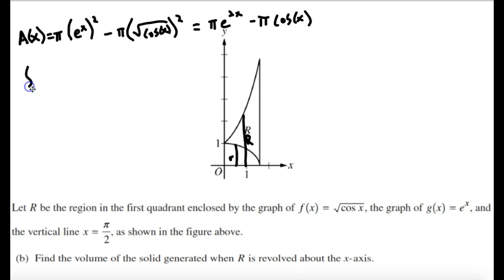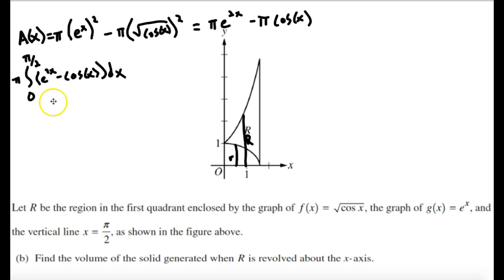So this will be the integral. I can pull my pi out. Integral from 0 to pi over 2 of e to the 2x minus cosine of x dx. Now, this was actually a non-calculator problem, so we would have to do these antiderivatives by hand. Okay, they're not bad to do by hand.